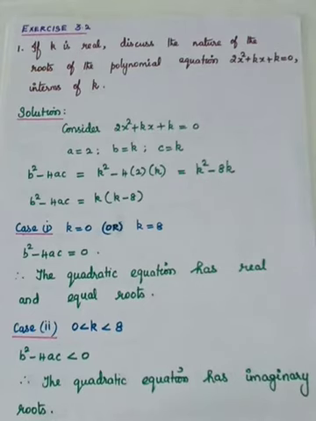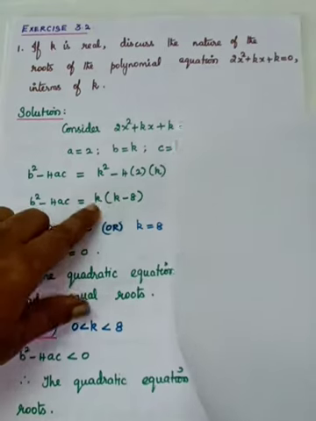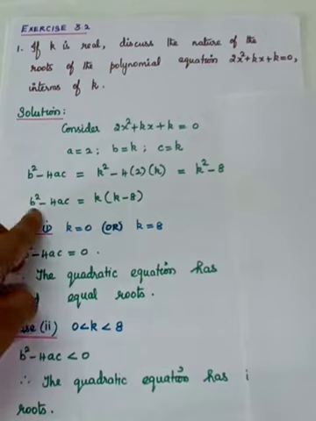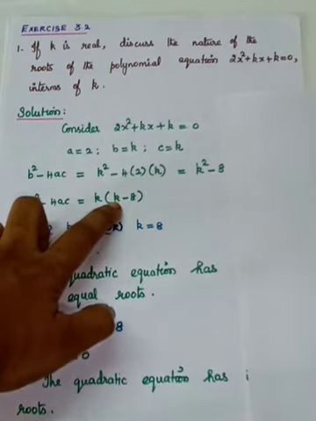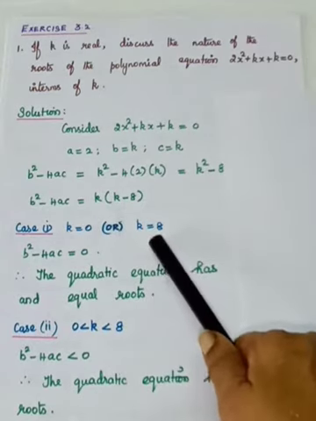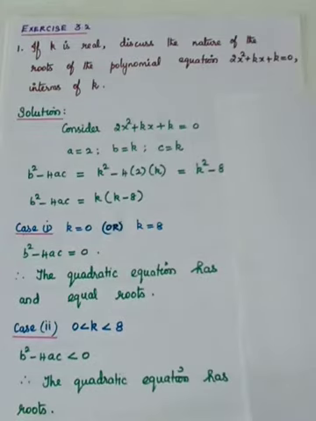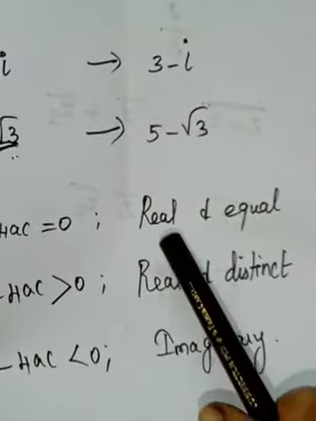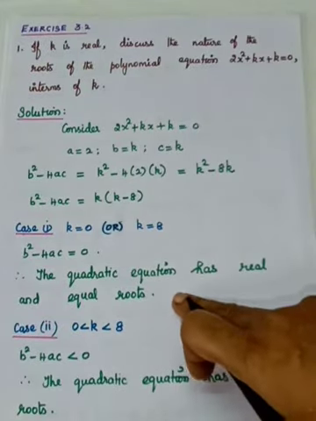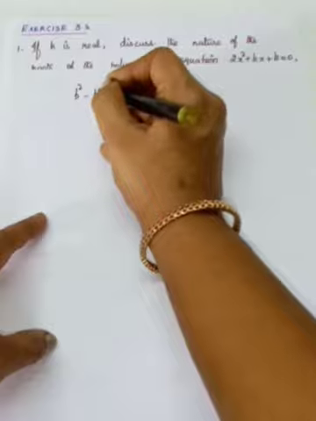Okay, you see now, when will it become 0? The discriminant equal to 0 means the roots are real and equal. When the discriminant becomes 0, if you substitute k as 0, it is 0 into anything, 0. And if we substitute k is equal to 8, b squared minus 4ac is also 0. So when k is equal to 0 or k is equal to 8, the discriminant is equal to 0. If the discriminant is 0, how are the roots? Real and equal. So therefore the polynomial equation has real and equal roots.